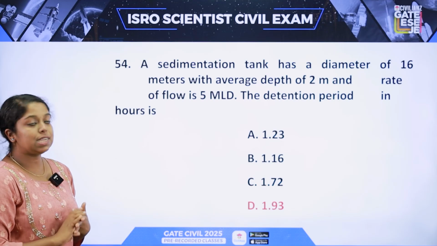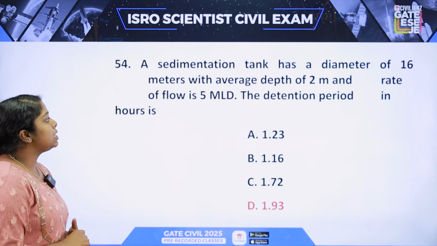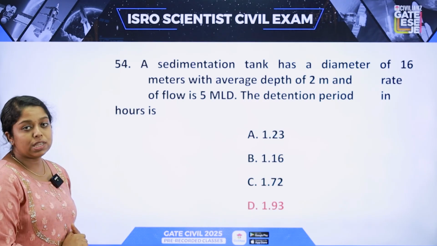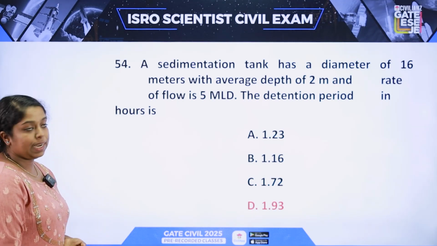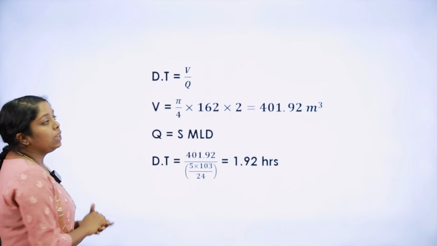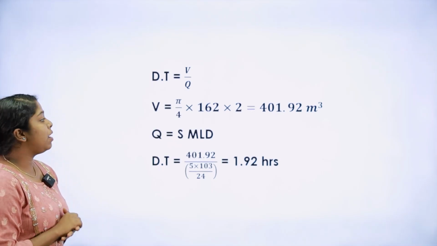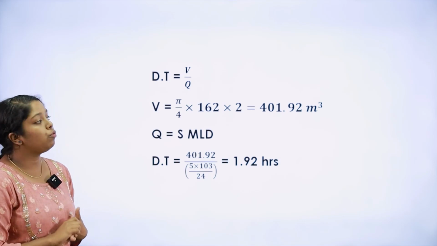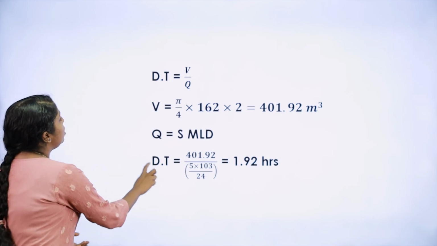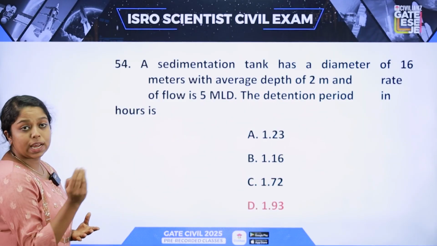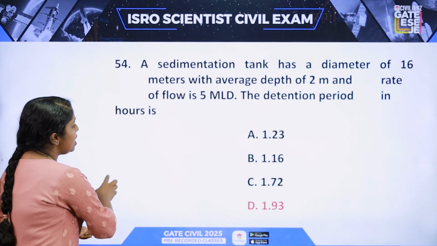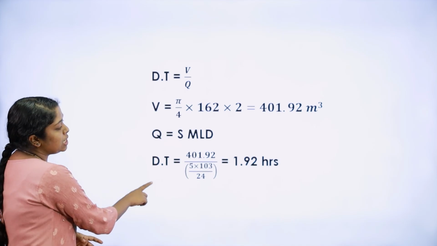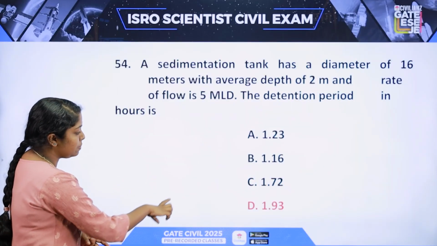We have been given a sedimentation tank and its diameter is 16 meters with average depth of 2 meters. The rate of flow is 5 MLD. The detention period is... We know that the detention time is equal to volume divided by discharge. While calculating the volume, we will obtain it as 401.92 meter cube. We have been given the discharge of the flow or rate of flow as 5 MLD, and directly substituting it in this equation, we will obtain the detention time as 1.92 hours.